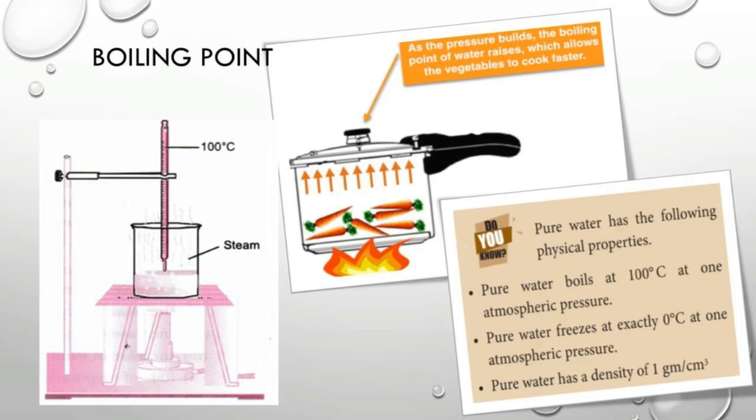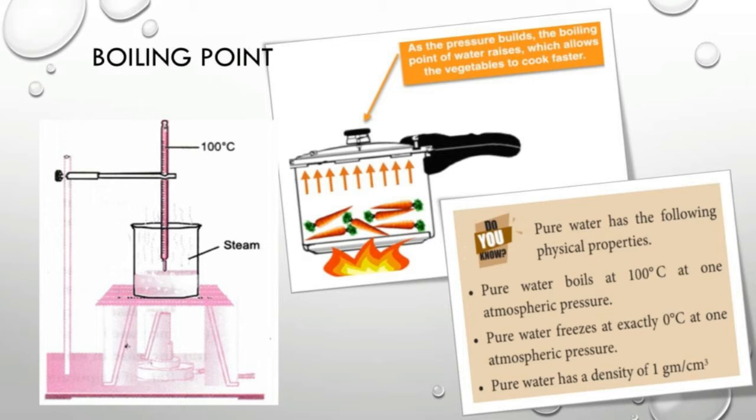Next, boiling point of water. The boiling point of water is 100 degrees Celsius at 1 atmospheric pressure. At this temperature, water boils and changes into steam. The boiling point of water increases with increase in pressure.